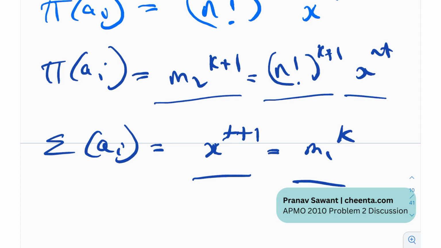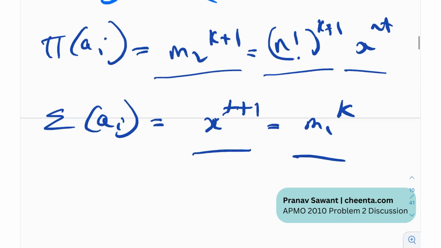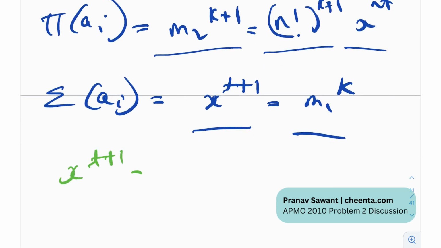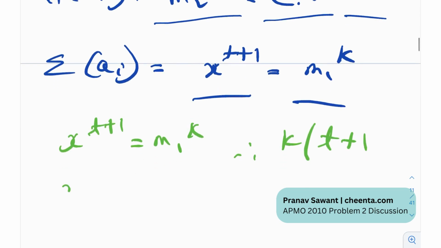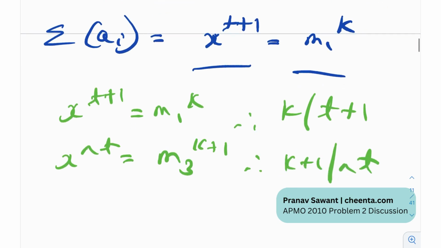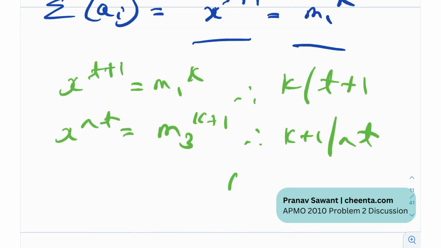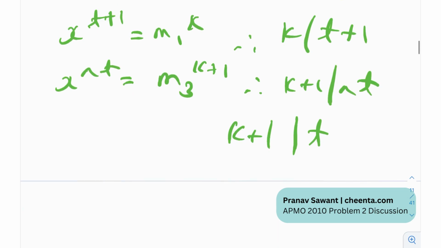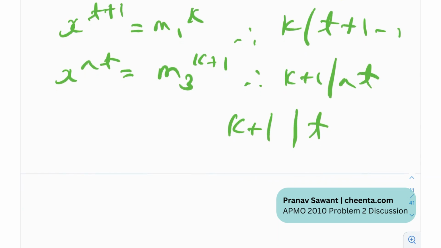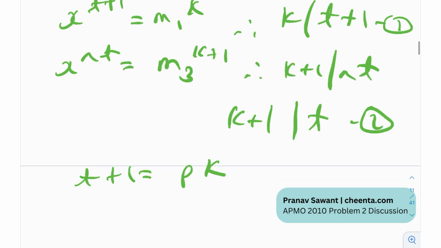And once we've done this, we can write a couple of things over here. Essentially x raised to the power t plus 1 is equal to m1 raised to the power k, so therefore k divides t plus 1. And the other thing that you can notice is since x raised to the power nt also needs to be a perfect k plus 1th power, therefore we can say that k plus 1 divides nt. Now k plus 1 divides nt for all natural numbers n, so you can essentially write that k plus 1 divides t. And once you've reached this point, most of your work is done, so let's wrap it up. This is the first equation, this is the second equation. From the first equation I can write that t plus 1 is pk, and from the second one I can write t is q times k plus 1.